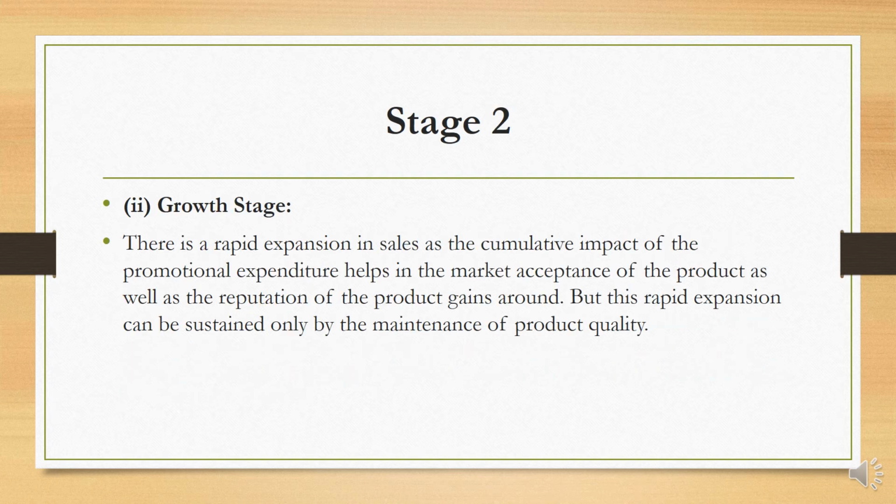Our next stage, stage 2, is the growth stage. There is a rapid expansion in sales as the cumulative impact of the promotional expenditure helps in the market acceptance of the product, as well as the reputation of the product gains ground. But this rapid expansion can be sustained only by the maintenance of product quality.